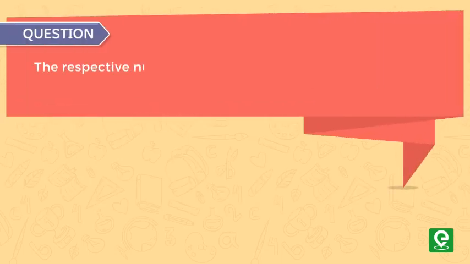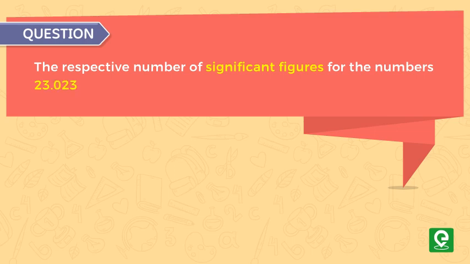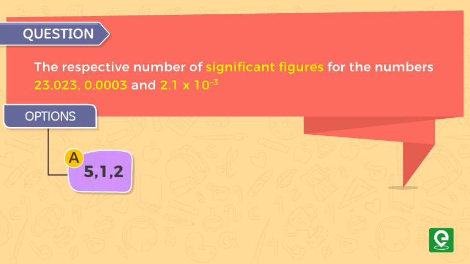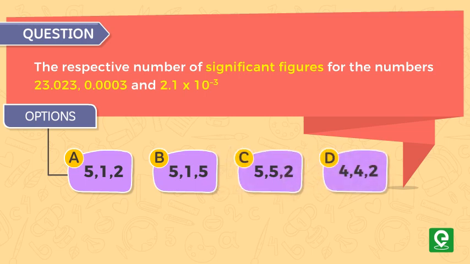Question. The respective number of significant figures for the numbers 23.023, 0.0003 and 2.1 × 10^-3. The options are. This question was asked in JEE Main 2010 exam.